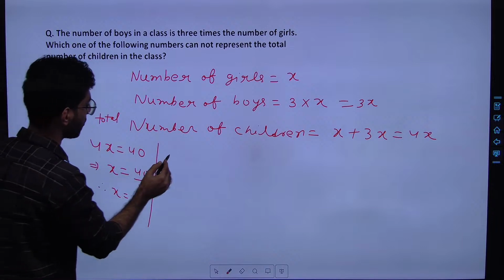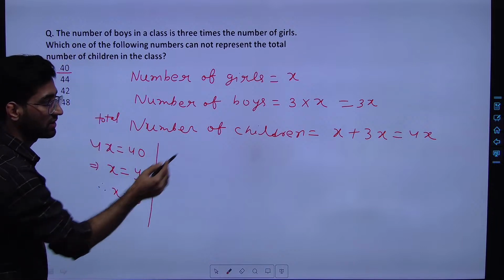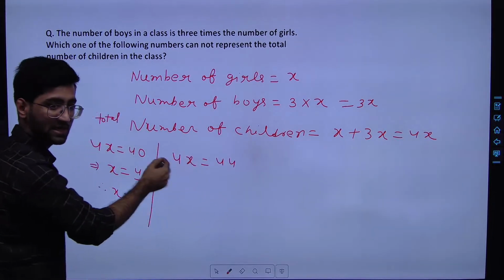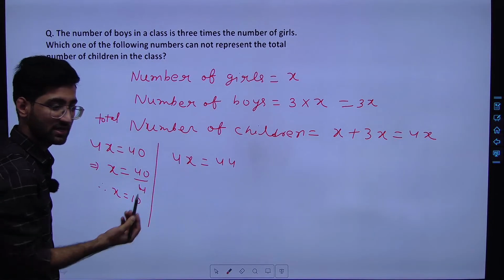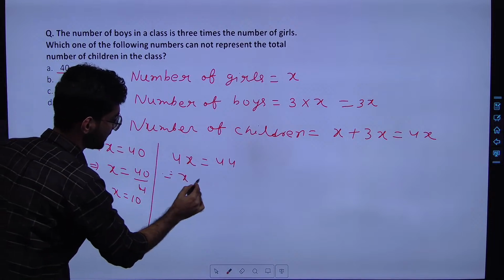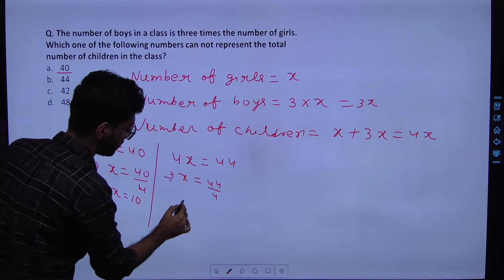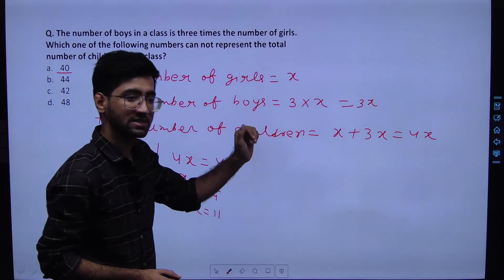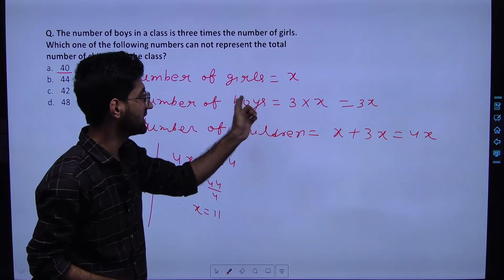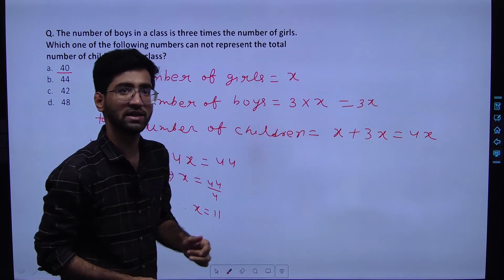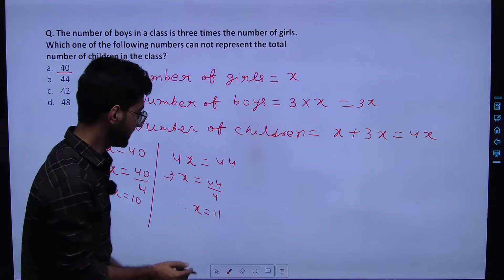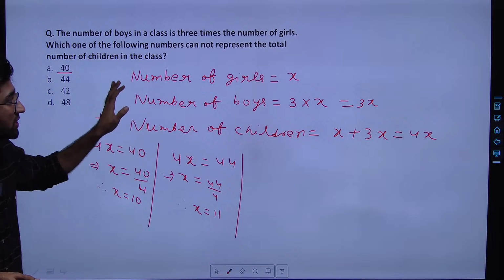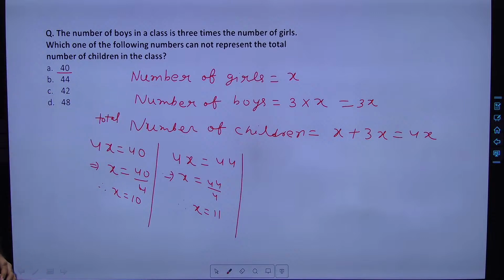Now let us look at option B, that says 44, right? So 4X equal to 44. Now we are checking about option B, right? So X will be equal to what? 44 divided by 4, means X equal to 11, means 11 is the number of girls, and 33 is the number of boys. 3 into 11, that is equal to 33. Means we have checked about option B. Yeah, option B can be the total number of children in the class, right?